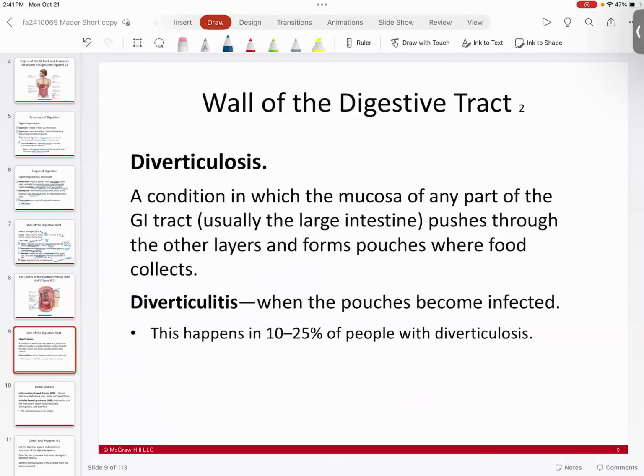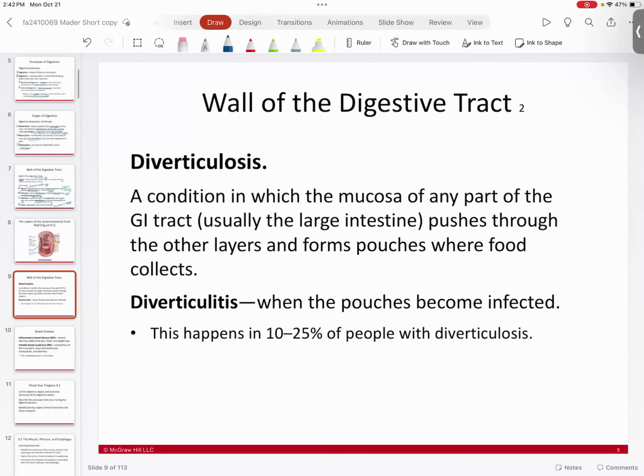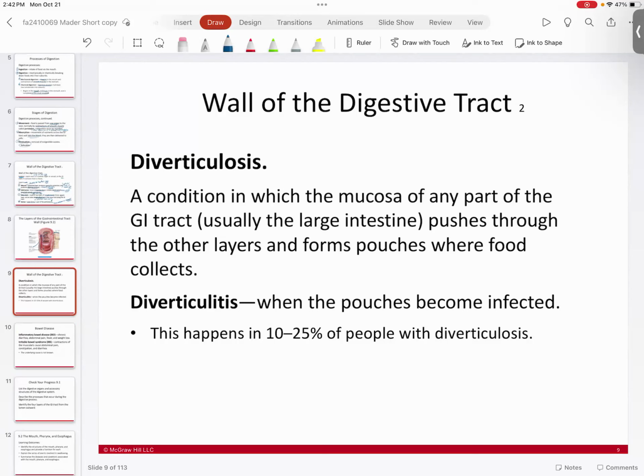Now, I'm just going to talk about these last two, and then I'll cut it off at 11. So a couple of conditions that you see.